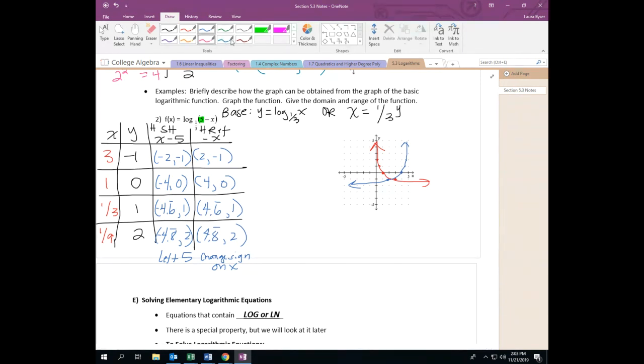And now let's see here. It looks like the domain is from -infinity, and then it's getting real close to 5, but it's not going to hit 5. -infinity to 5. Close, but not touching, so round parenthesis. And then the range is going from the bottom here to the top, so it looks like all real numbers.